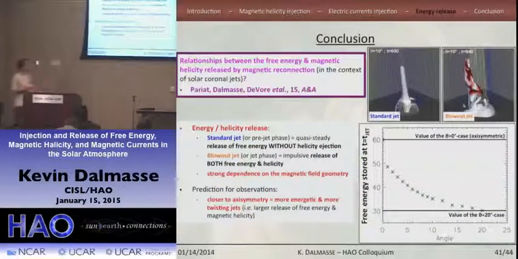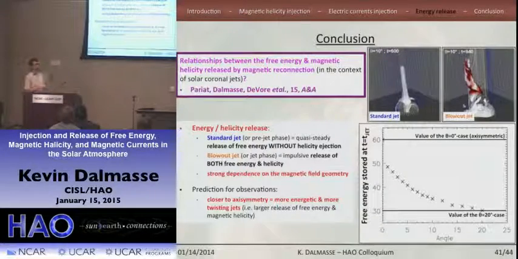So to conclude this section, using MHD modeling of solar coronal jets, I studied the relationship between energy and helicity released during magnetic reconnection. What I found is that the relationship between energy and helicity release strongly depends on the properties of magnetic reconnection and on the geometry of the magnetic field.